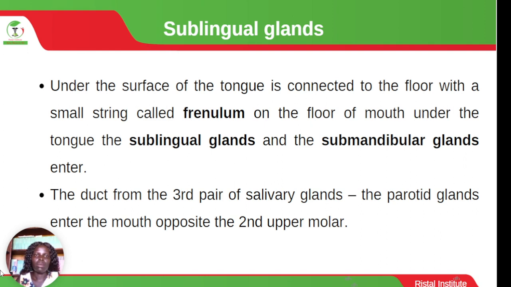Let's look at the sublingual glands. The under surface of the tongue is connected to the floor with a small string called the frenulum. On the floor of the mouth, under the tongue, the sublingual glands and the submandibular glands enter. They are the second and third pair of salivary glands. The parotid glands enter the mouth opposite the second upper molar.